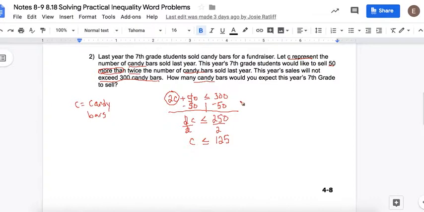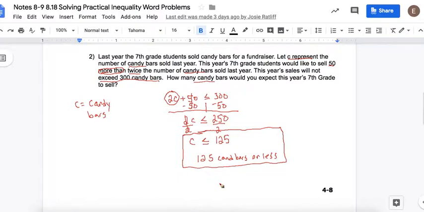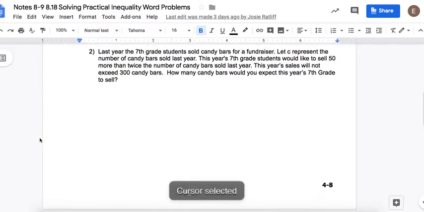So I said, how many candy bars would you expect this year's 7th grade to sell? 125 candy bars or less. So we'd expect them to sell 125 or less. Okay, and is that reasonable if 50 more than twice? Yeah, that is a reasonable answer. So let's go on to the back.